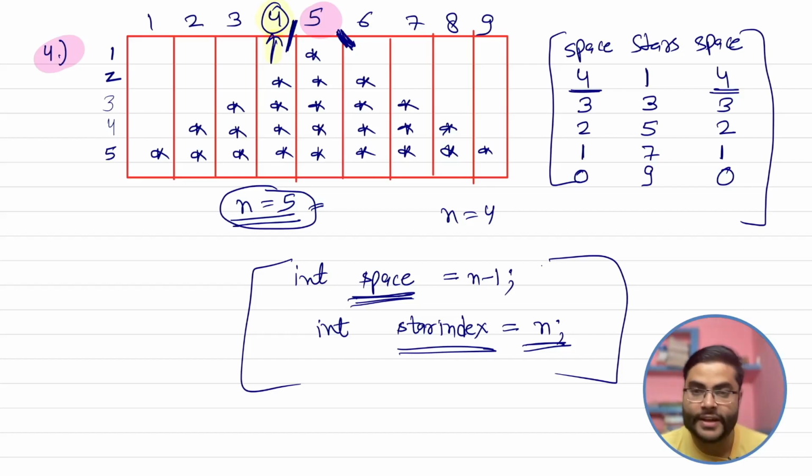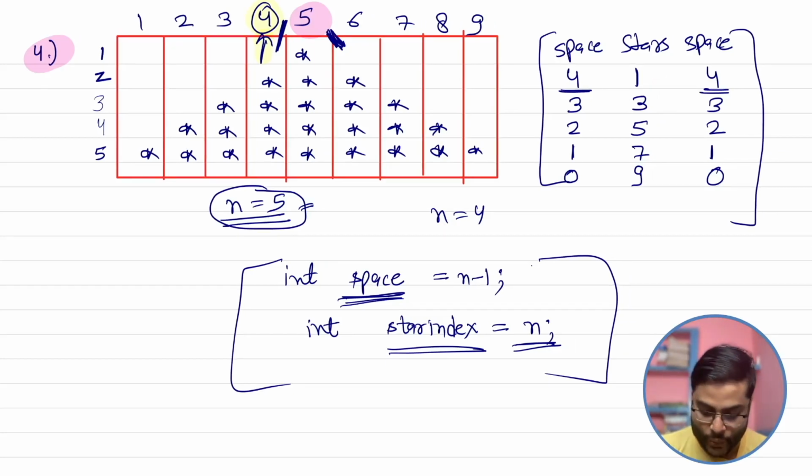If you understand it carefully, the spaces value keeps on decreasing. It was 4, then 3, then 2, then 1, and at the end it will be 0. So spaces keep on decreasing and stars keep on increasing: 1, 3, 5, 7, 9. We just need to have a clear idea about it. That's all we need to know, that spaces are decreasing and stars are increasing.